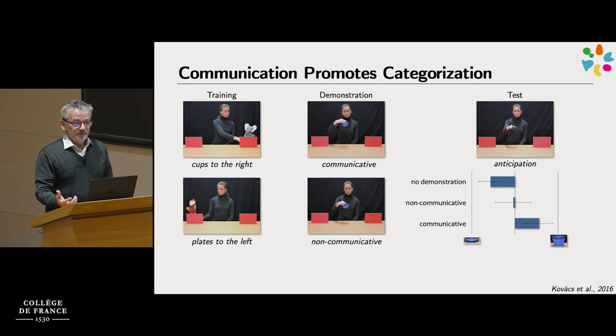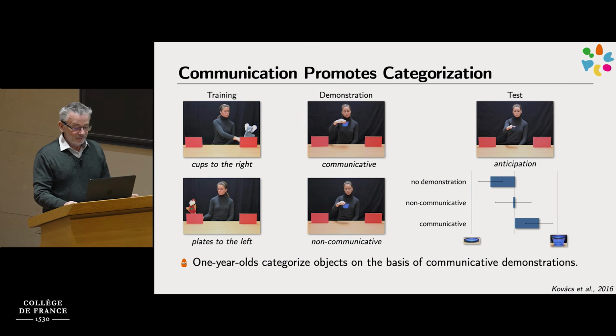But if it was presented to them in a communicative context, then they actually think that it's a cup. They look towards the cup side, even if it looks like a plate, probably because they interpreted that this is what the demonstration showed me, that this looks like a plate, but it's a cup. So 1-year-olds categorize objects on the basis of communicative demonstrations.